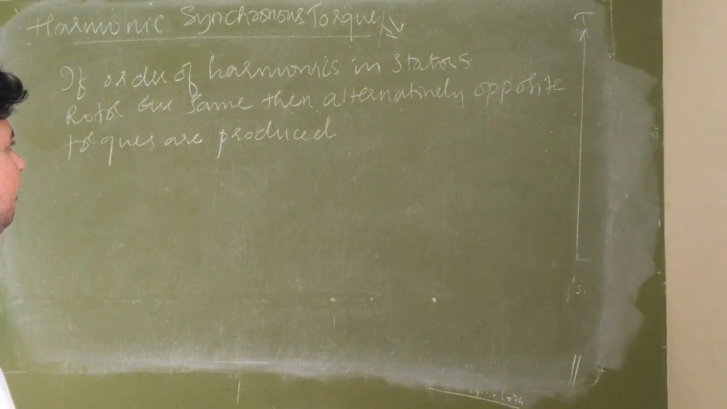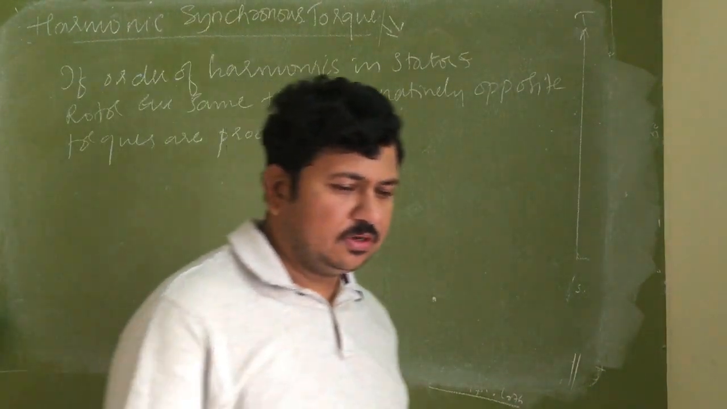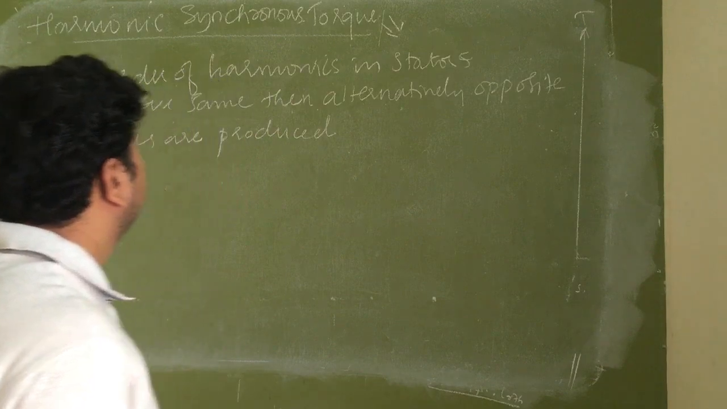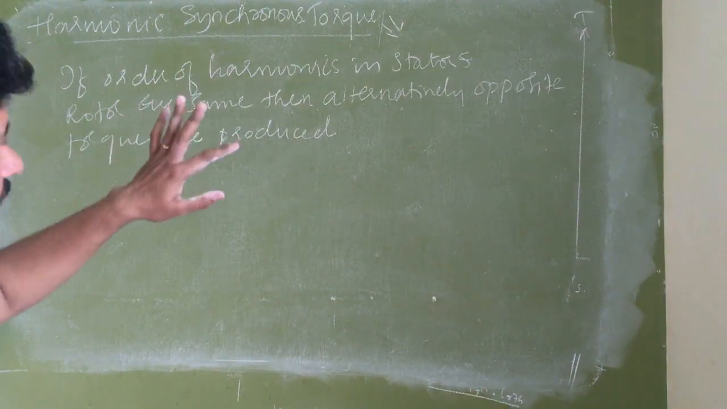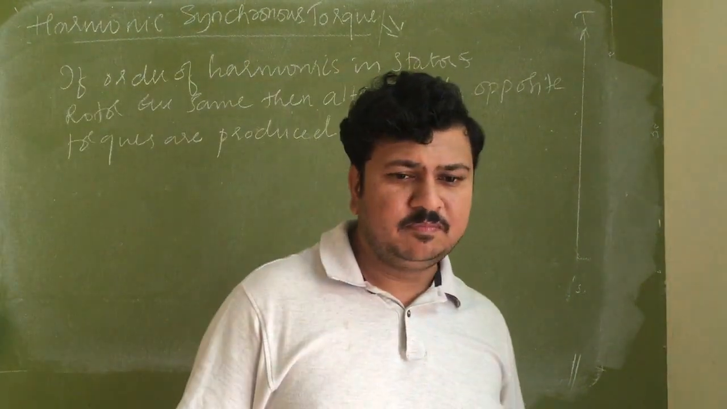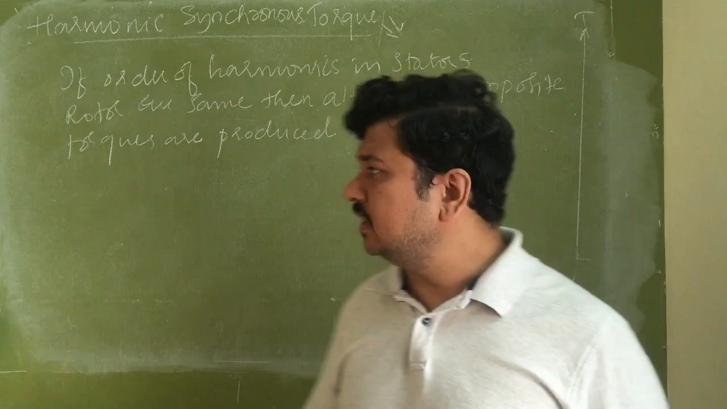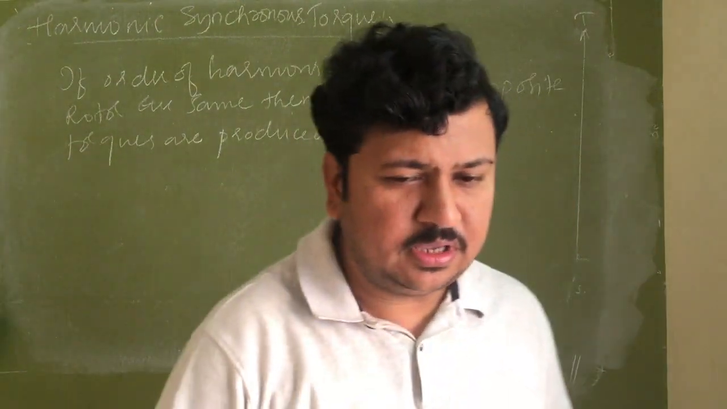Sorry, magnetic locking is not for this. For this point I got a bit confused. Now if the order of harmonics are the same, and if the speed of harmonics both of stator and rotor are the same, then crawling occurs. Sorry, not cogging.